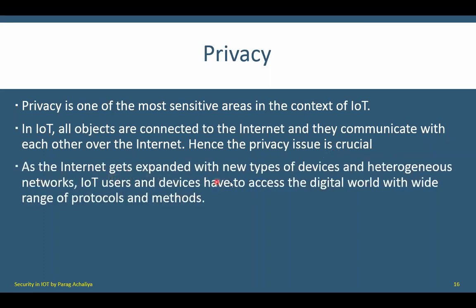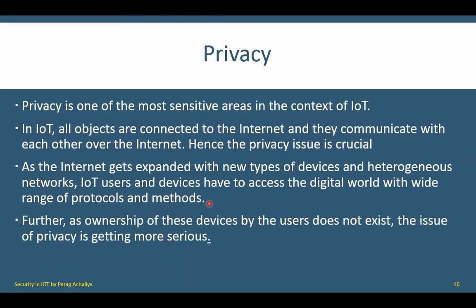As the network gets expanded with new types of devices and heterogeneous networks, IoT users and devices have to access the digital world with a wide range of protocols and methods. As soon as your IoT application expands, and the internet expands, there will be new types of devices and it will be a heterogeneous network. That means sometimes it will be a wireless network and sometimes a wired network. In such cases, IoT users and devices have to access the digital world with a wide range of protocols and methods, and these must be implemented for such heterogeneous networks.